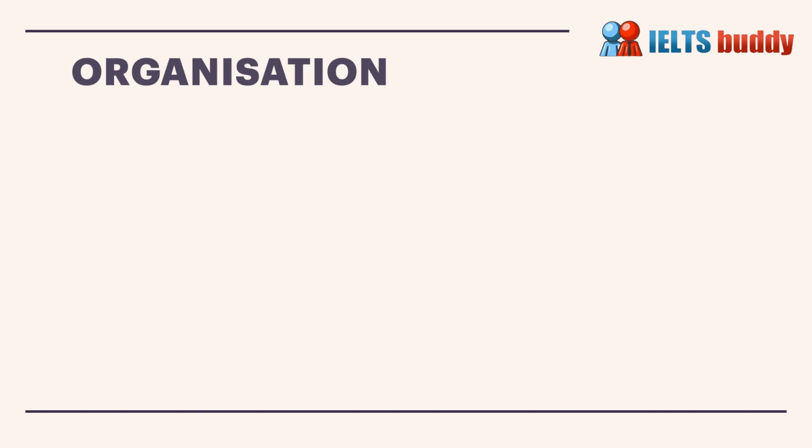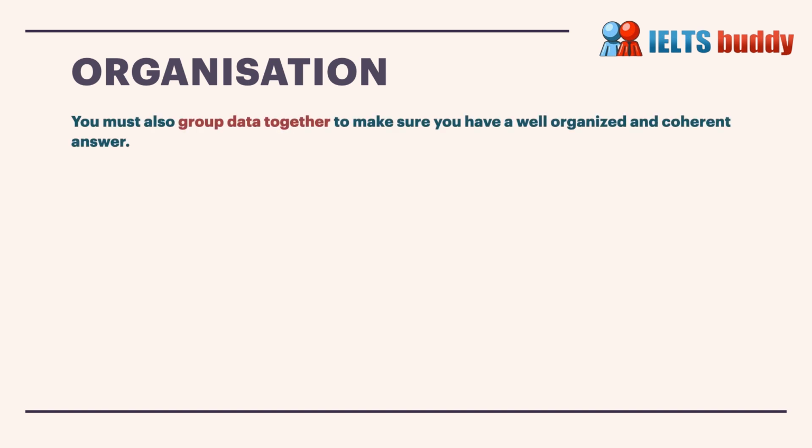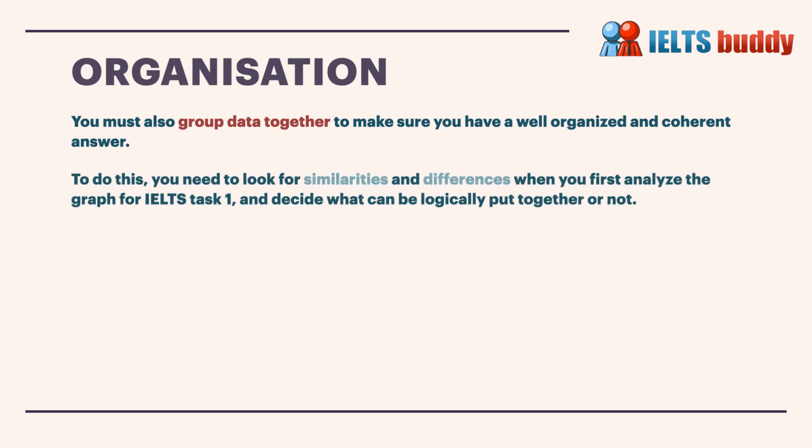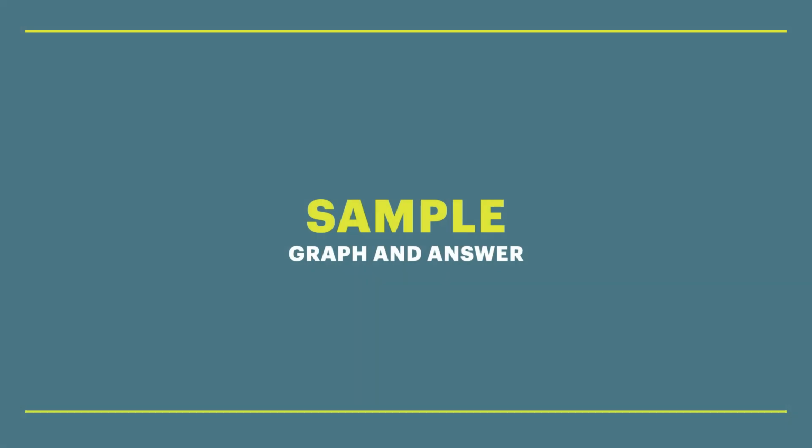So let's look at a bit of organisation. You must also group the data together to make sure you have a well-organised and coherent answer. To do this, you need to look for similarities and differences when you first analyse the graph for IELTS Task 1 and decide what can be logically put together or not. So let's look at a sample graph and an answer so we can see how this all works.